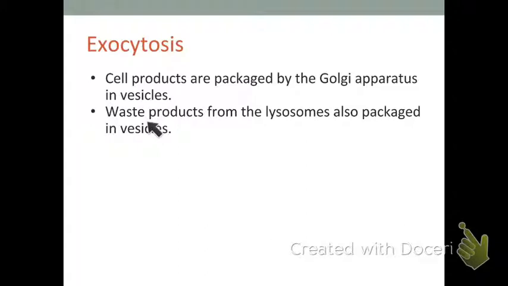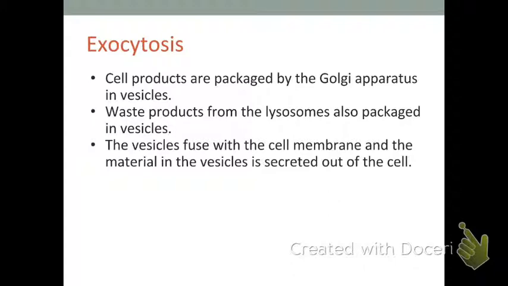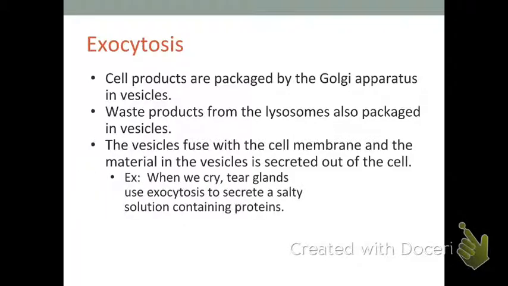Now, waste products, things that are broken down in your cell that aren't going to be used, that are considered waste, those will be packaged into vesicles as well and shipped out of the cell too. The vesicles will fuse with the cell membrane and release their contents out of the cell. An example of this is when you cry, you have tear glands. You have specialized cells in your tear glands that produce a salty protein solution.